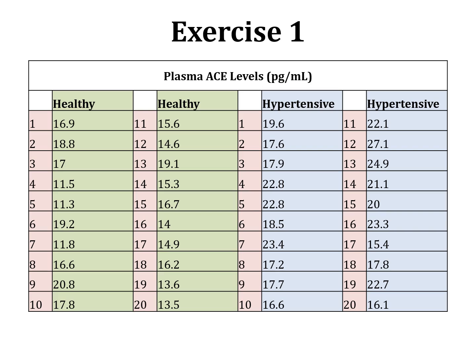So this is the data. These are the observations that we have. These are the plasma ACE levels, and the green boxes or the green columns show the plasma ACE levels in healthy mice, and the blue boxes or the blue columns show the plasma ACE levels in the hypertensive mice. And these pink boxes show the number of mice, so this is just the serial number of mice.